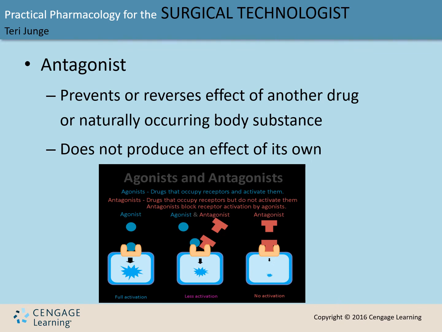So let's move on to talking about antagonists. If an agonist is going to simulate or prolong the action of another drug or naturally occurring substance in the body, an antagonist is going to do the opposite. An antagonist prevents or reverses the effect of another drug or naturally occurring substance in the body.